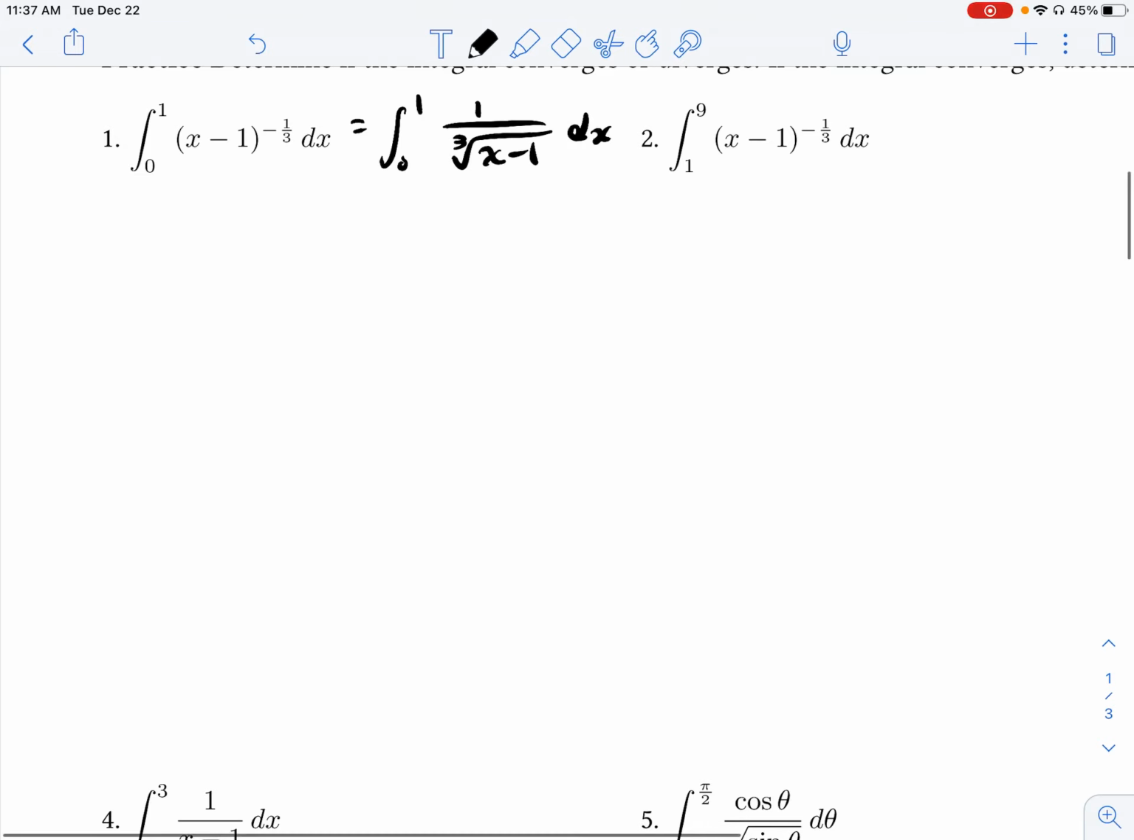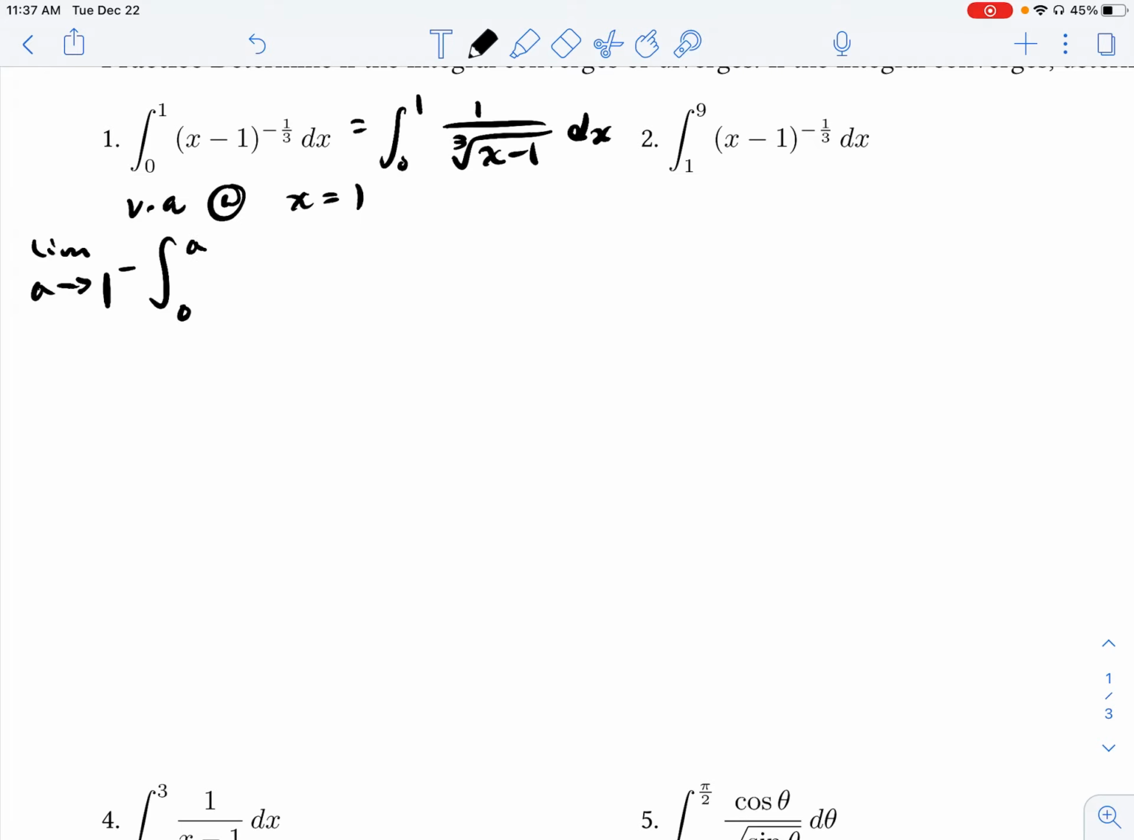We can then say that we have a vertical asymptote at x equals 1, which is where one of our bounds is. So we're going to replace that upper bound 1 and rewrite this as a one-sided limit statement. So we've got the limit as a approaches 1. Now this time, since our upper bound is where there is our vertical asymptote, we're going to be looking at this limit as we approach from the left side. So we're going to say the integral from 0 to a of 1 over the cube root of x minus 1 dx.